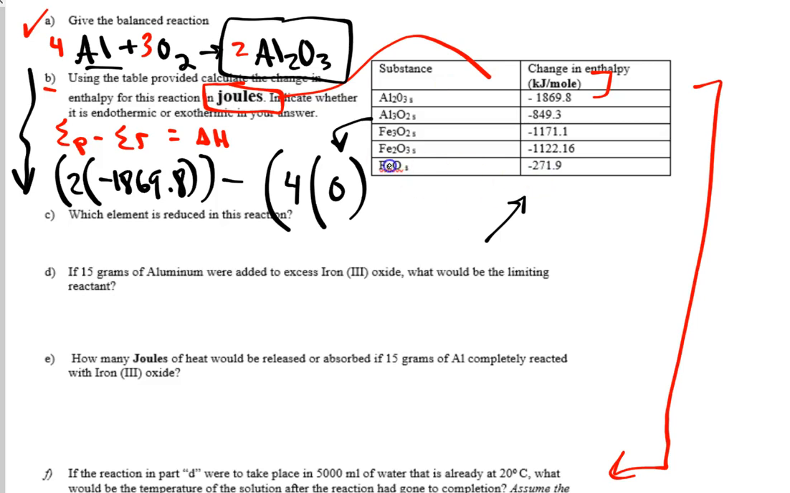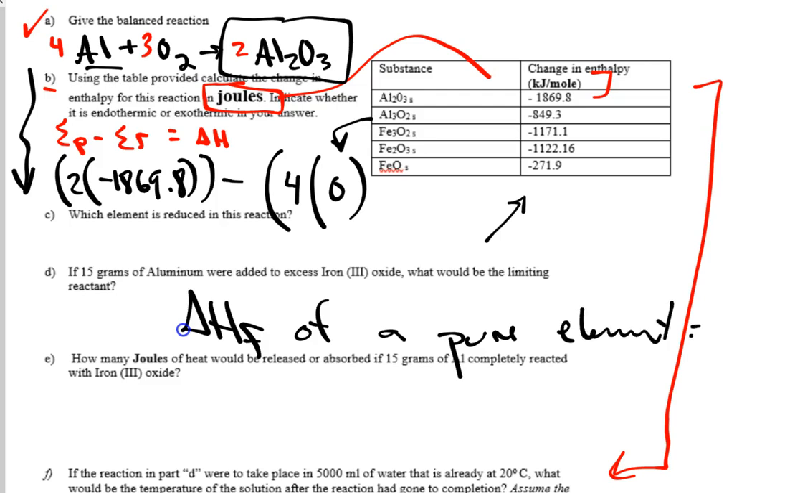But anyway, the process. Take the coefficient, multiply it by the number. Say that again, Caitlin. Because the delta H of formation of a pure element is 0. Because that's how it's found. I don't have to put energy to find oxygen.